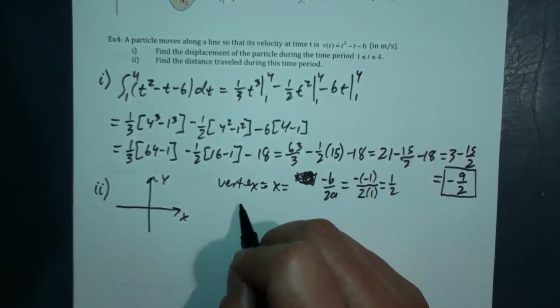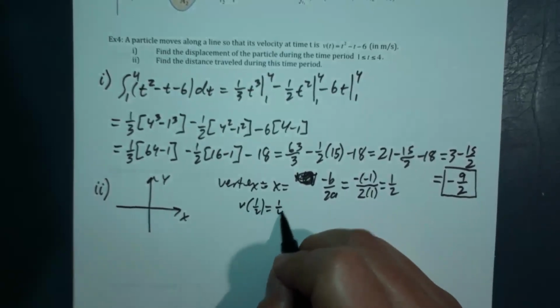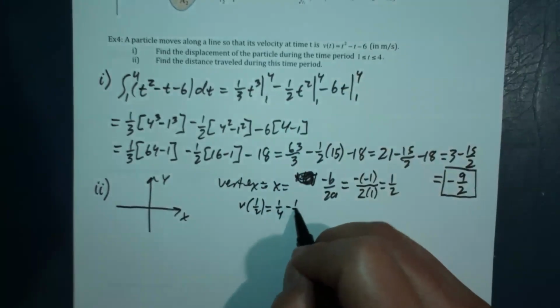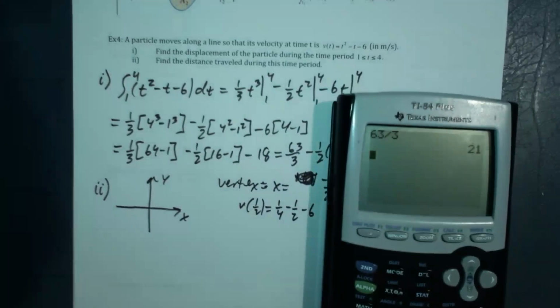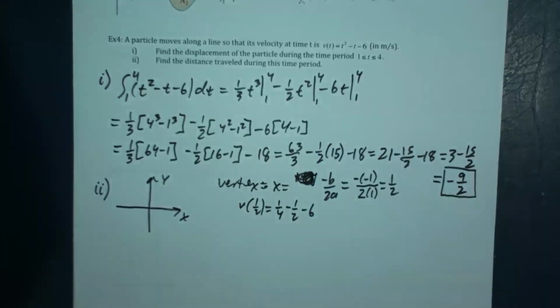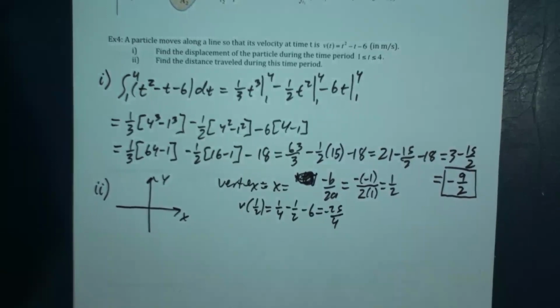And v of 1/2 is 1/4, 1/2 squared, minus 1/2 minus 6. So 1/4 minus 1/2 minus 6. Put that to a fraction, and we get negative 25 over 4, which is 6.25.